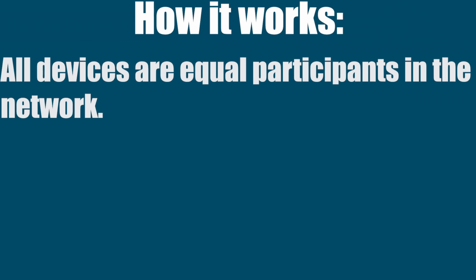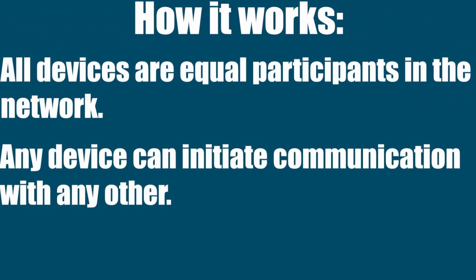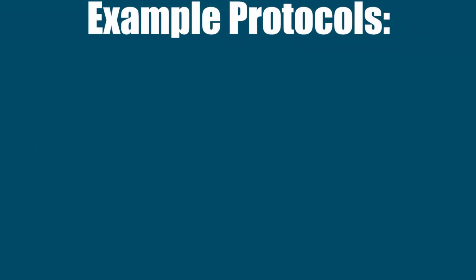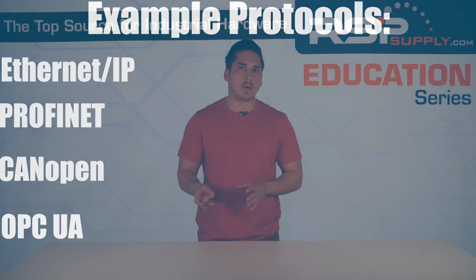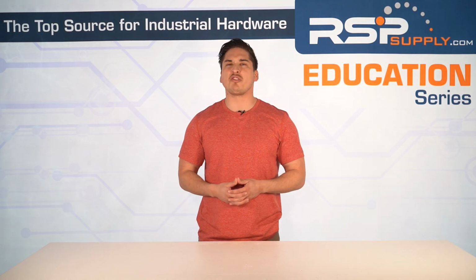So how does peer-to-peer topology work? All devices are equal participants in the network. Any device can initiate communication with any other. There's no centralized controller. Some example protocols that you're going to find with peer-to-peer are Ethernet IP, Profinet, CANopen, OPC UA, and its use case in industrial automation is going to be, for example, imagine a scenario.